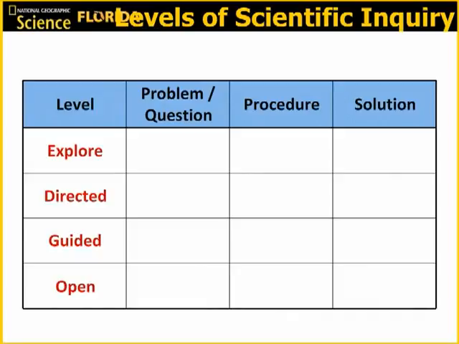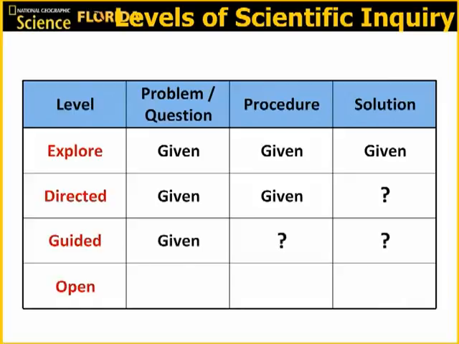This chart provides a quick and easy visual representation of what is given to the students at each level. With Explore, we see that everything is given to the students. In directed inquiry, students are given the problem or question and the procedures, but are left to develop their own conclusions. With guided inquiry, the only thing provided to the students is the problem or question. And with open inquiry, everything is left to the students to choose.